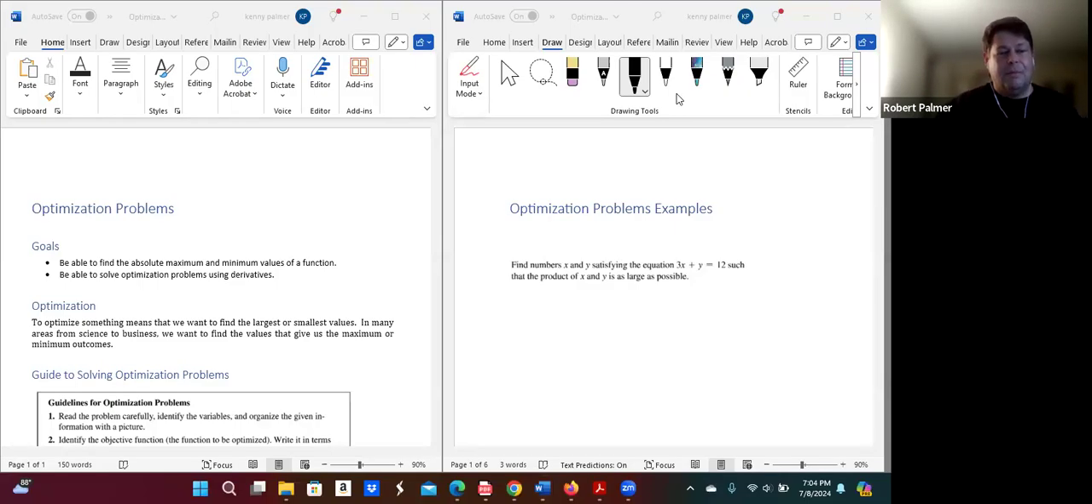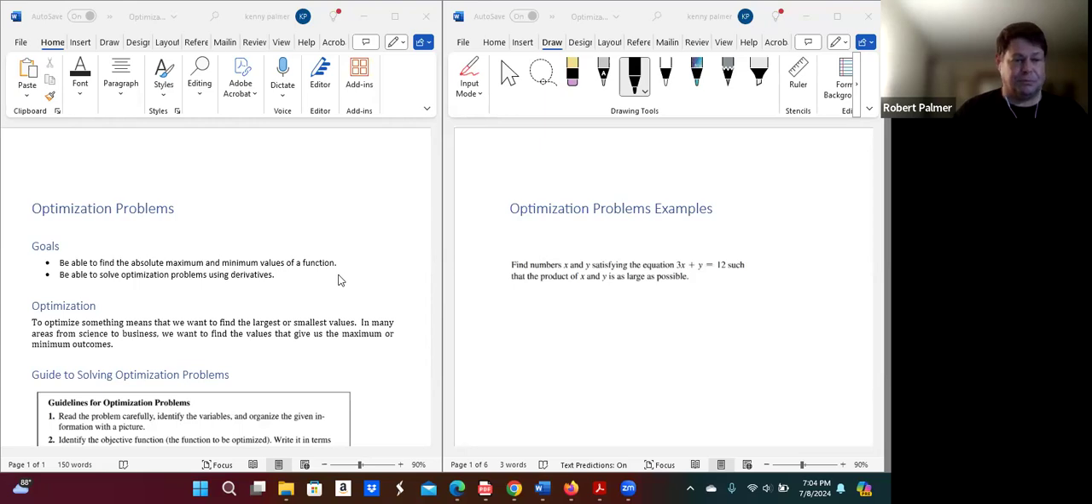Hello, everyone. Welcome back. Today, I want to talk about optimization problems. What it means to optimize something. So our goals, as it says, are to be able to find the absolute minimum and maximum values of a function. That will be important in doing this, and then to be able to solve optimization problems using derivatives. We may have solved some of these, especially involving quadratic functions in algebra, but this is how we can do this using calculus.